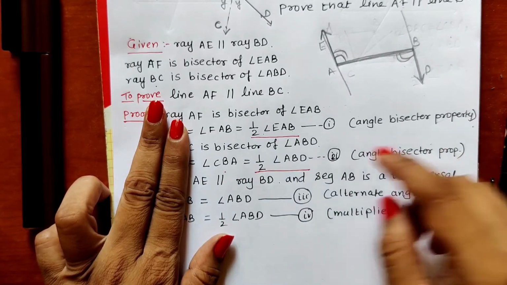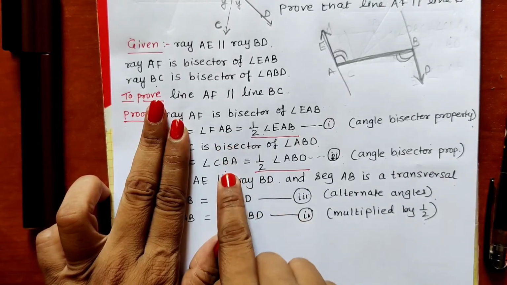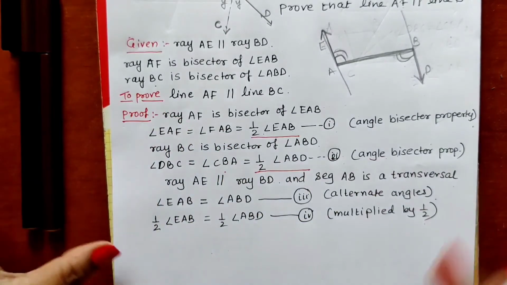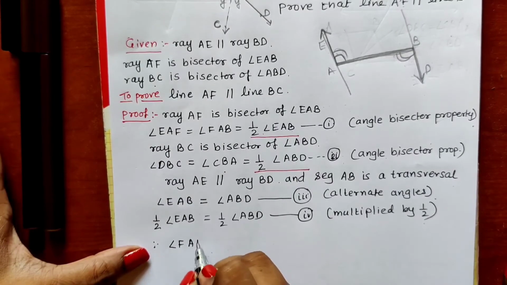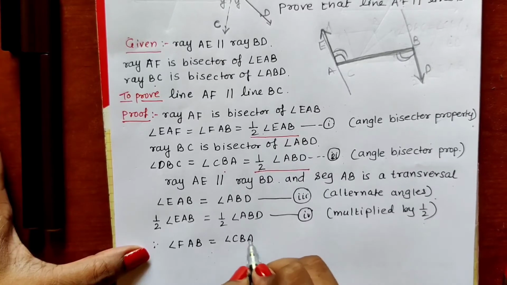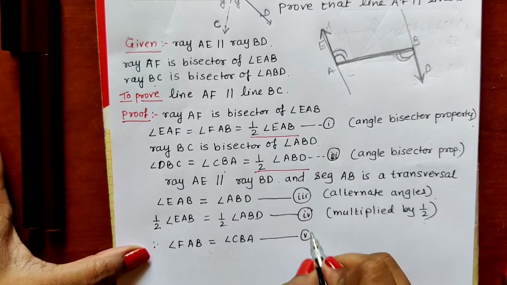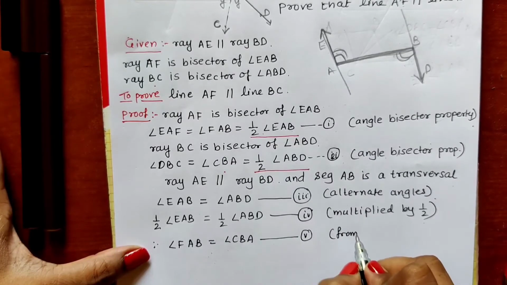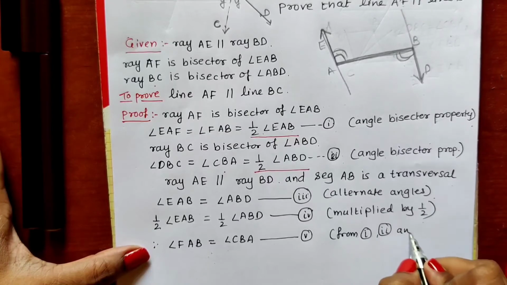So from 1, 2 and 4, what we can write? Angle FAB is equal to angle CBA. Therefore, angle FAB is equal to angle CBA. This will be fifth one, and this is from 1, 2 and 4 we have written. Okay.